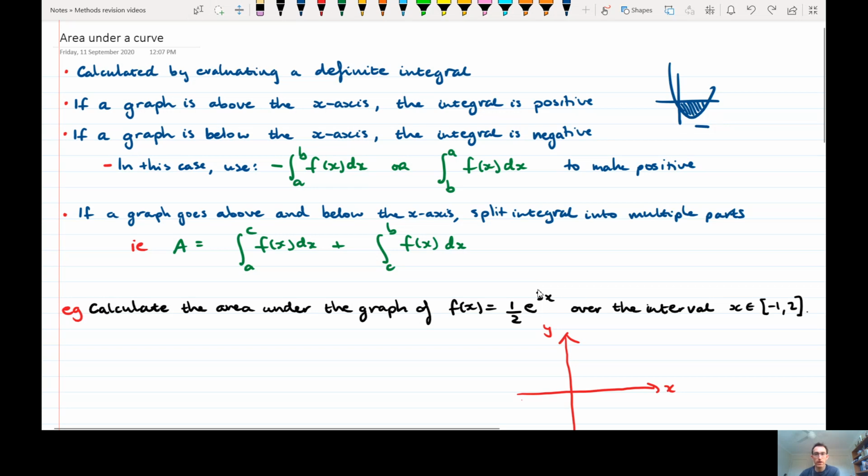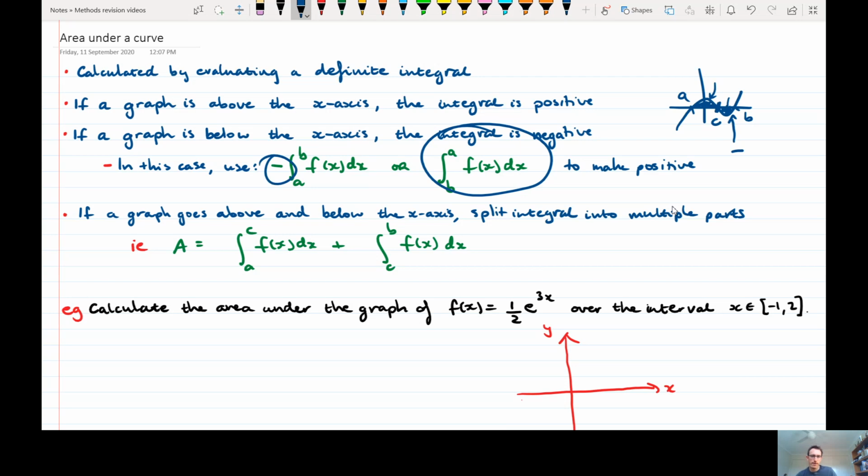If it goes above and below the axis like the one I just drew, or a good one is a cubic, it does this. You get a little section below and a little section above. You need to split it halfway through. I'm going to call that point C. Between A and B, you're going to have this integral plus that integral. But this one here will give you a negative result. So, of course, you need to reverse the terminals like this one says, or put a negative at the front like this one says. You have to do one of those things to be able to find the area.